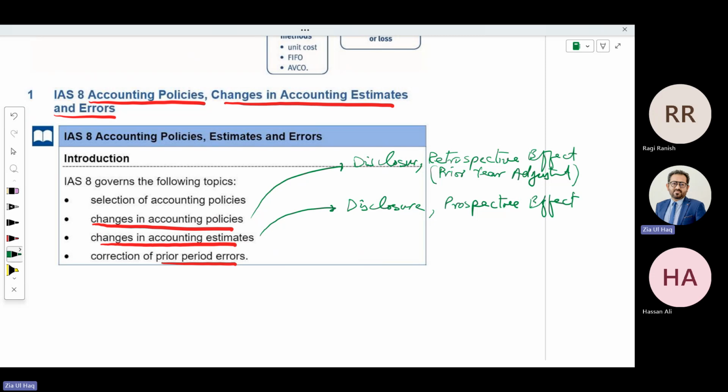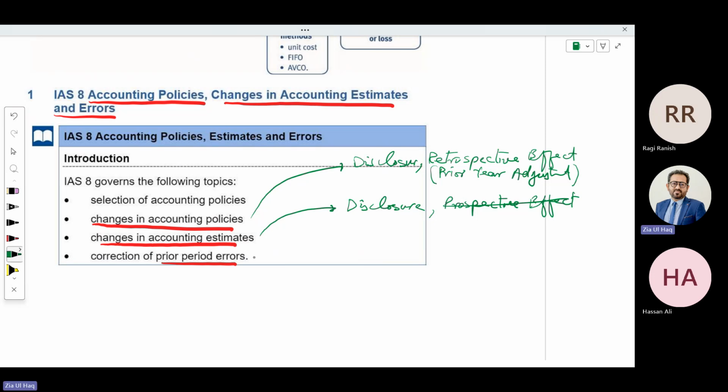It means you need to change the comparatives. But in case of estimate change, no prior adjustment is necessary. Just provide a disclosure. Even if we don't talk about prospective effect, it's fine. Obviously, the new estimate change will be reflected in future financial statements. It is just to differentiate what is meant by prospective effect and what is meant by retrospective effect.